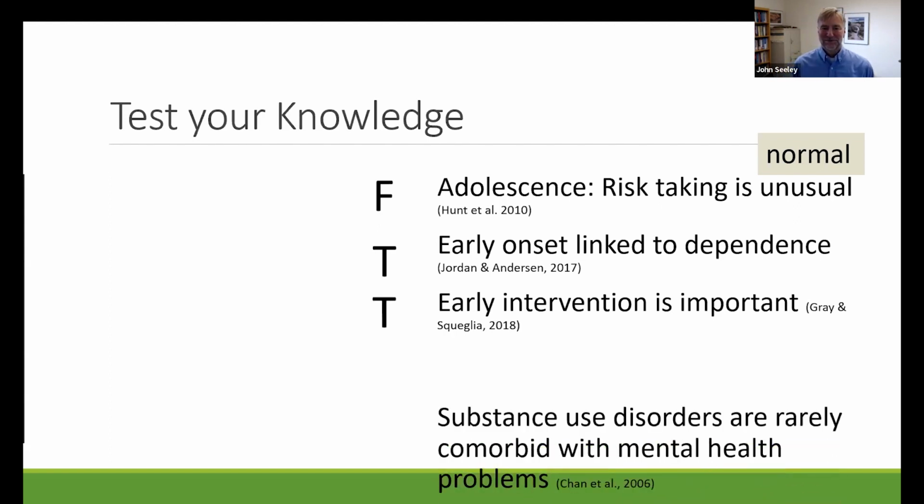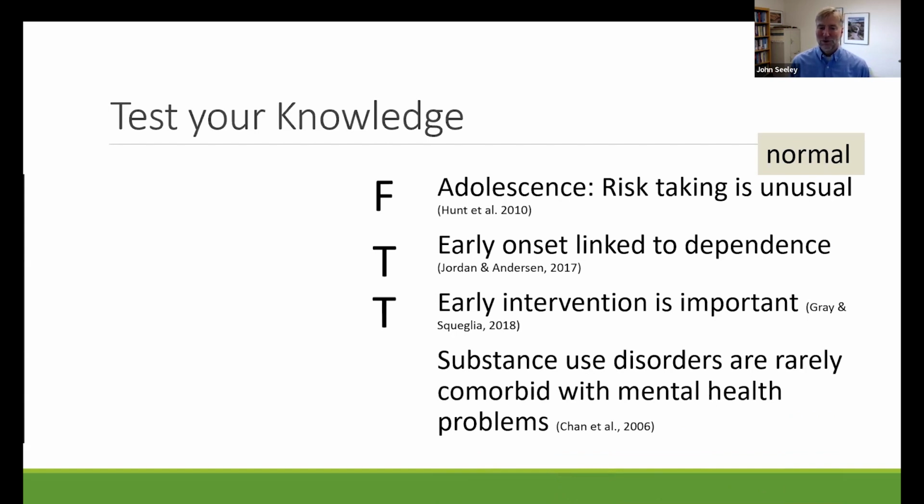And last but not least, substance use disorders are rarely comorbid with mental health problems. And comorbid means co-occurring, that they may co-occur with depression, anxiety. Do we think that's true or false, that they are rarely comorbid? Those negatives always trick me up. Sorry, no one's keeping score. And again, that's false. We know it's highly comorbid. Usually about two-thirds of those with substance use disorders have a co-occurring mental health problem.